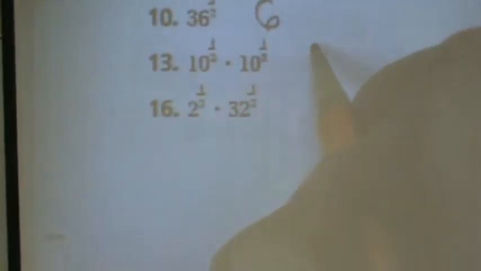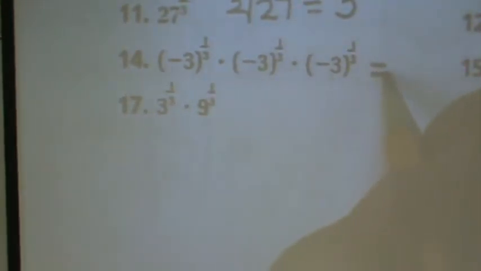7. Now, bases are the same, so we can add these. What's a half plus a half? 7 to the first power. What about here? -3, -3, -3. We're gonna add a third, a third, a third. What's the answer? Yep.